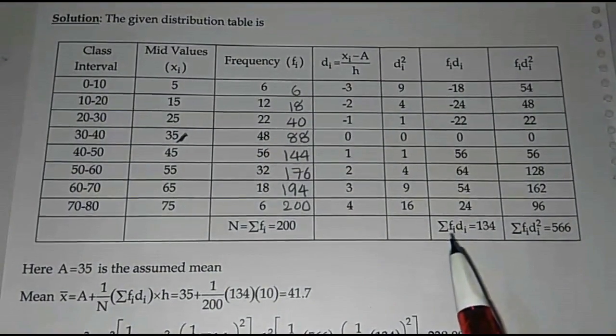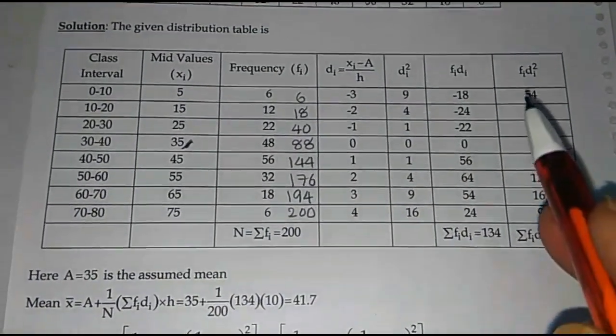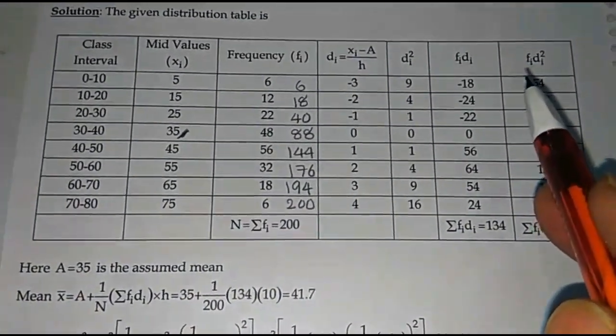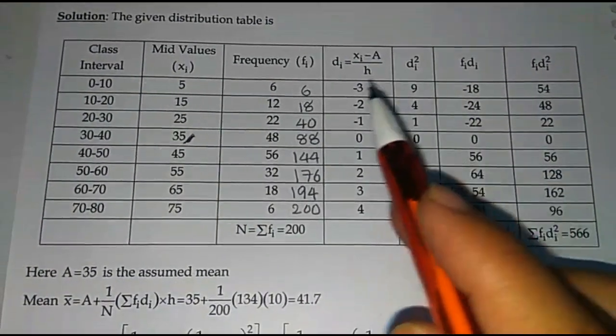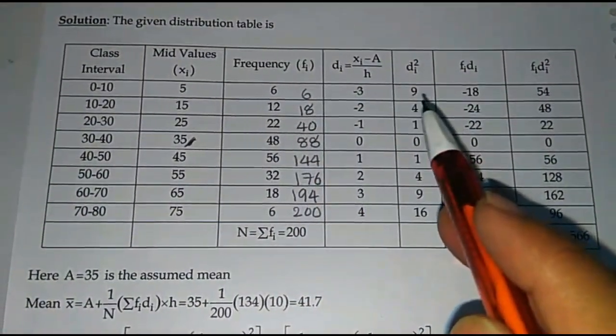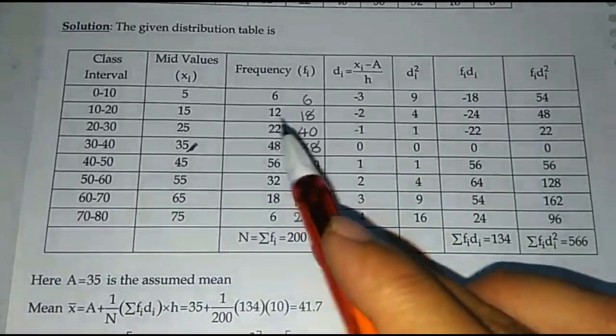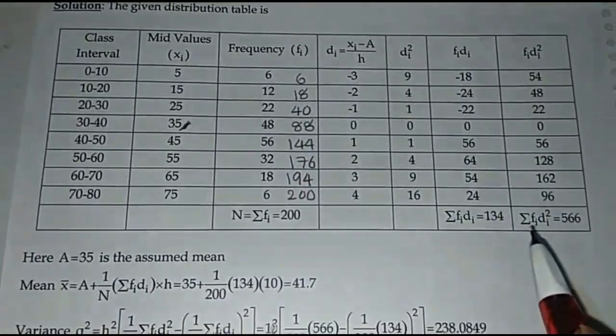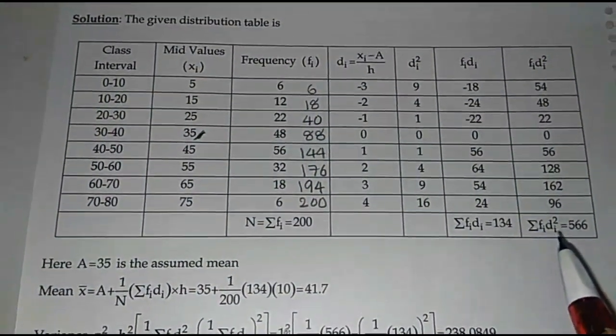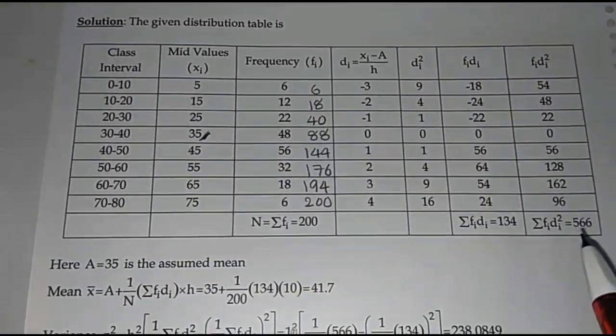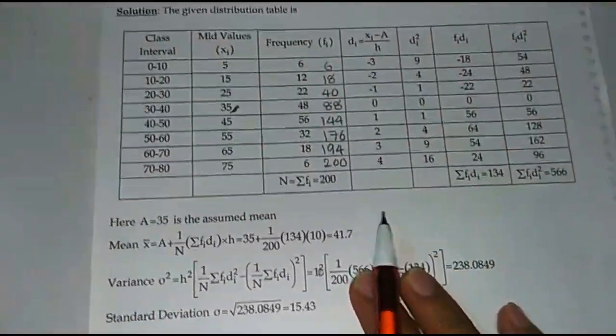Evaluating the sum, summation Fi di equals 134. The last column is Fi di square, Fi into di square: 6 into 9, 12 into 4 and so on. Finding the summation Fi di square, that gives 566.